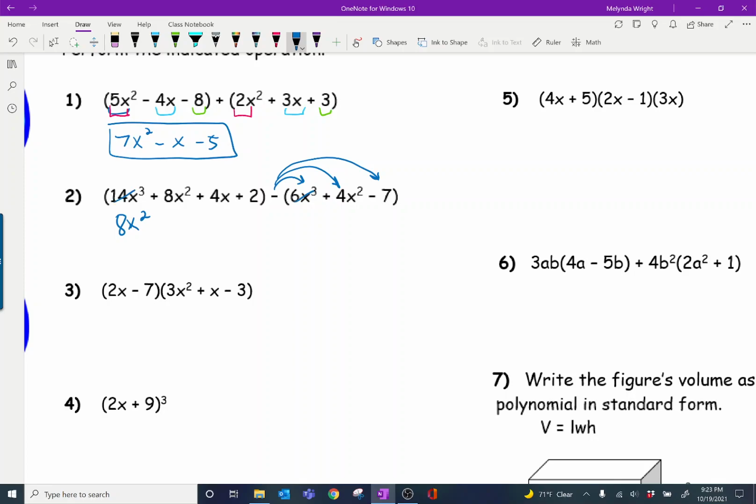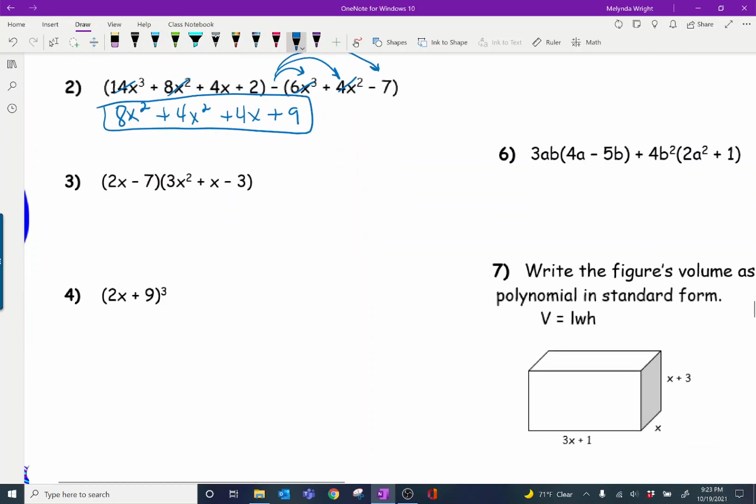Let's work on the x squareds. 8x squared minus 4x squared gives me 4x squared. Okay, great, done with that one. I don't have a single x in the second one, so that's just plus 4x. And then 2 minus a negative 7 would be 2 plus 7, or 9. Okay, yay.